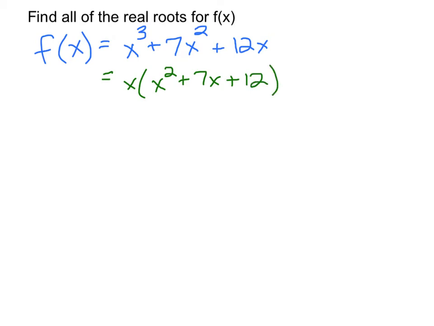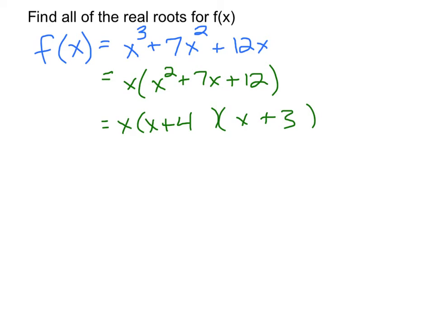Now we have a quadratic on the inside here, so I'm going to try and factor that, or we can use the quadratic formula if you don't want to factor. It's your choice. But it is pretty easy to factor, so I'm just going to do x plus 4, x plus 3. To get those, we're looking for factors of 12 that add up to 7. So 4 times 3 is 12, and 4 plus 3 is 7.